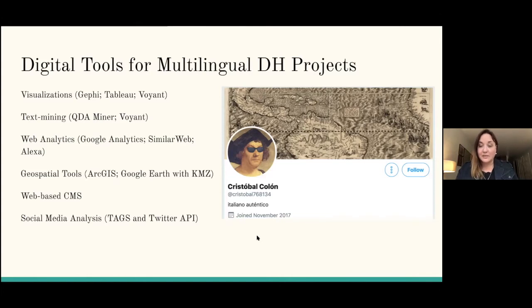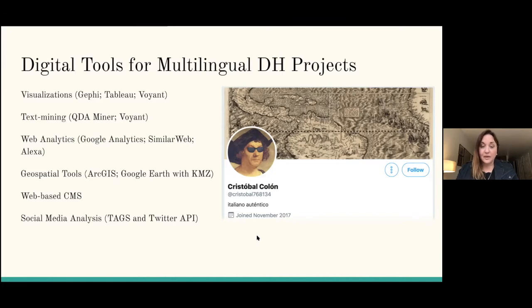I've learned so much by listening to it with the student projects today, and I know that there are challenges with some of these tools. Of course, we're using Gephi, Tableau, Voyant. We're using QDA Miner and also Voyant for text mining. And then we do quite a bit of web analytics work. I'll talk about that a little later as well.